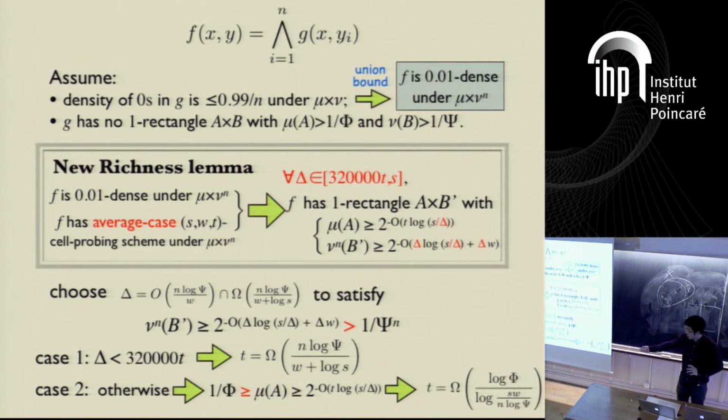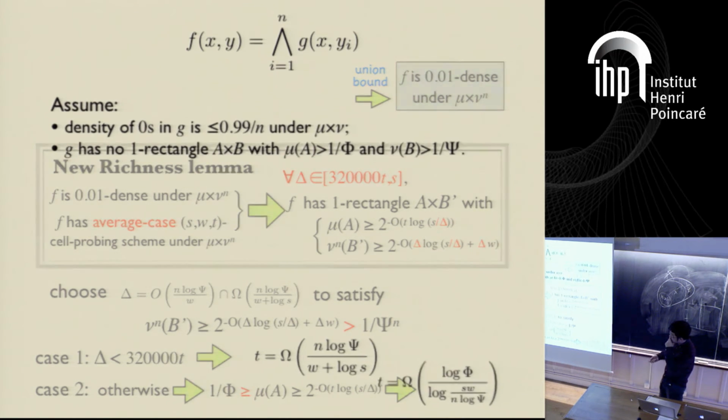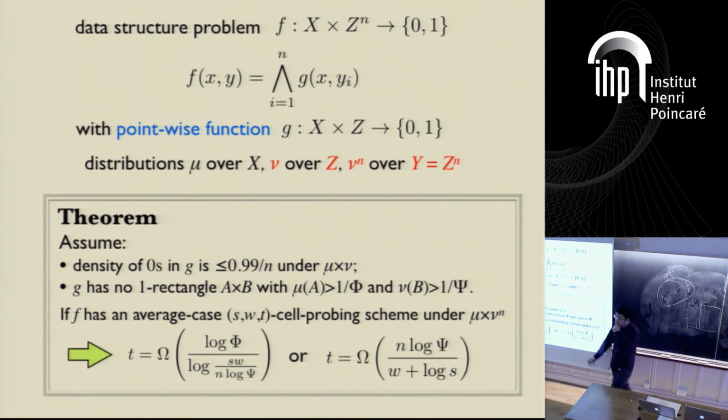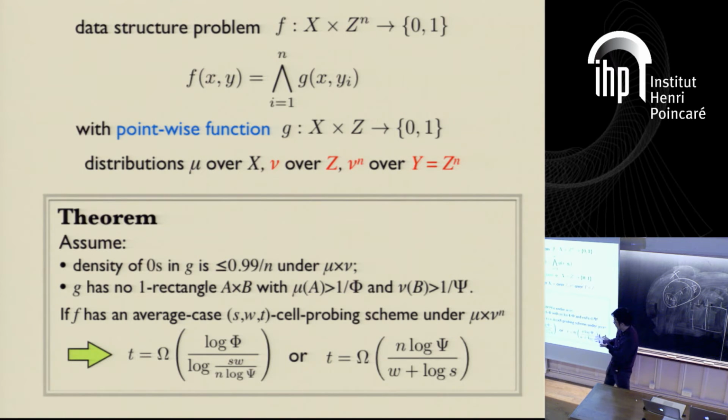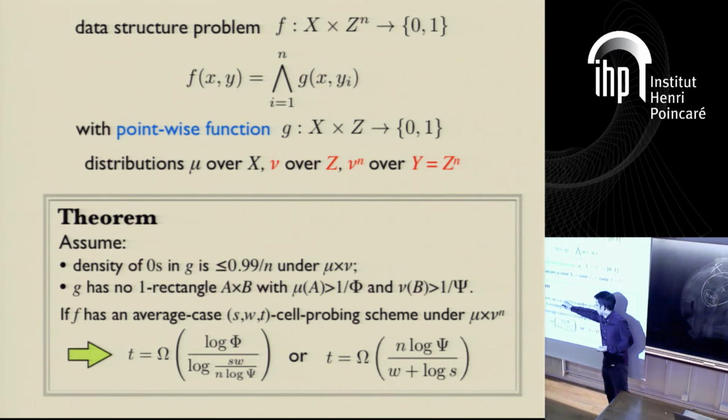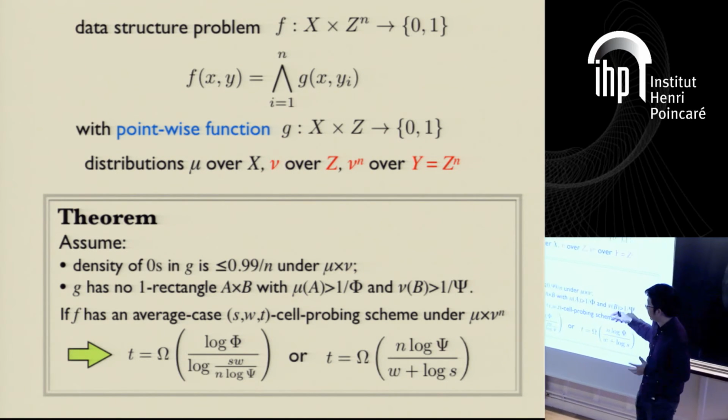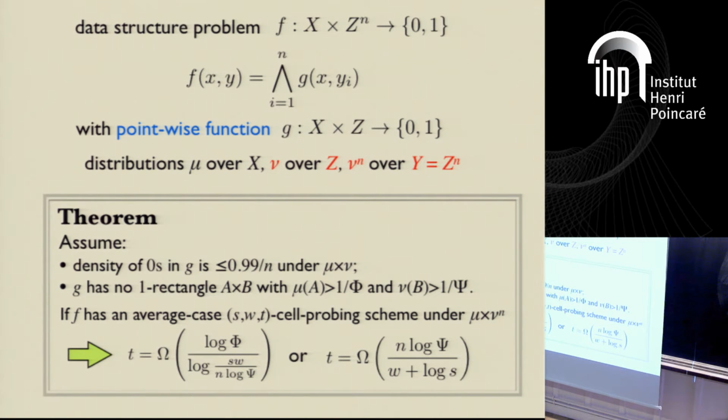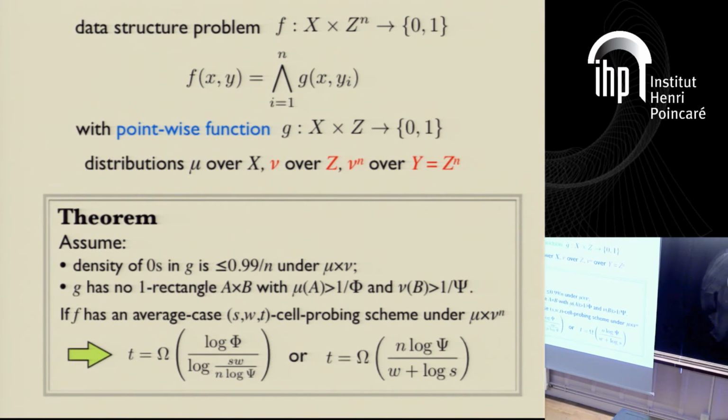So just ignore this. Only this is a lower bound applied. So this proved the lower bound for the conjunction problem. This is quite convenient because the conjunction problem represents a large family of natural data structure problems. And this lower bound just reduces the average case data structure lower bound to the rectangle property of this pairwise binary relation. It's very easy to analyze.